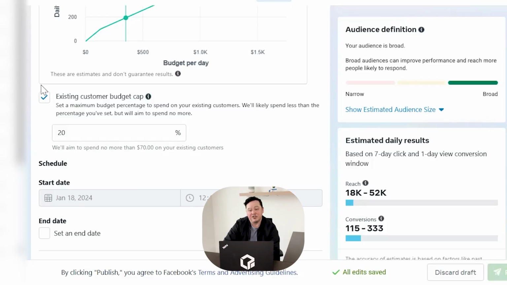And then lastly, they do have their existing customer budget cap. This is something that we look at immediately to make sure that we are not just hitting the remarketing audience over and over again within another environment. This 20% number is generally solid, but depending on what the goals are of the company, if we're really focusing on new customer acquisition, 20% could even be high because we really want to use Meta's algorithms to find new users.